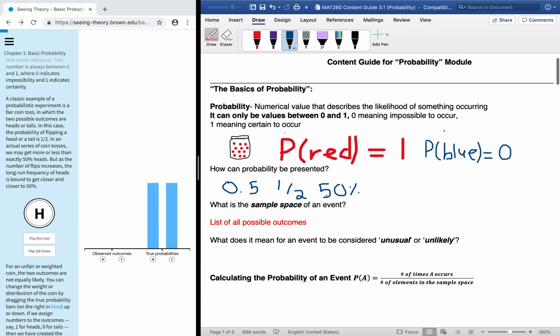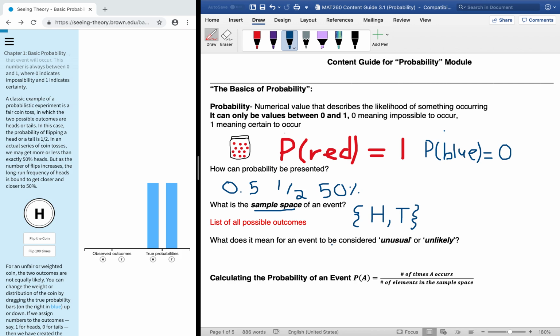Now that we know what probability is, we need to learn about a sample space. So sample space is a list of all possible outcomes. So say we were flipping a coin, and the two possible outcomes for flipping a coin would be heads and tails. And when we write sample spaces in statistics, we put them in curly brackets. So our sample space would be {heads, tails}. So that would be our sample space for flipping a coin.